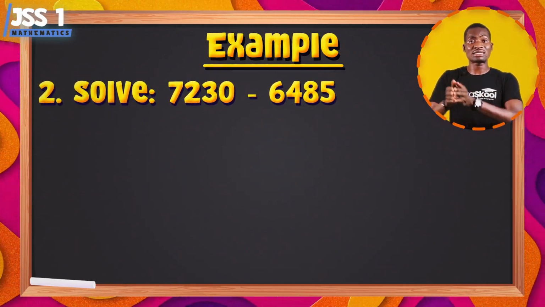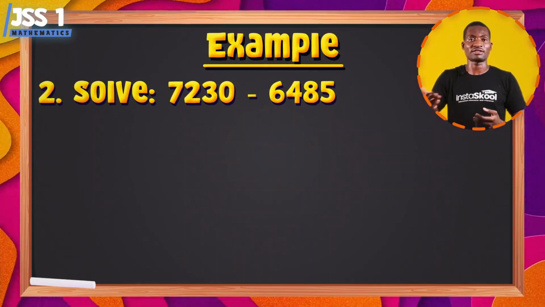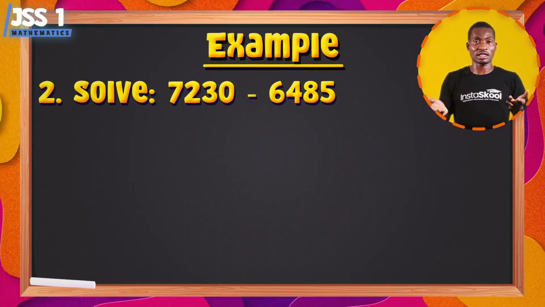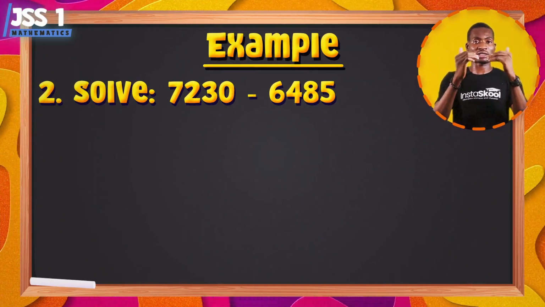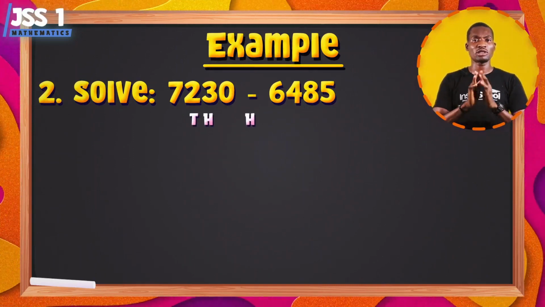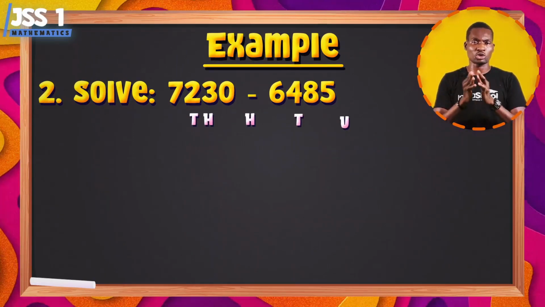The second example we're going to take is to solve 7,230 minus 6,485. The same step. Write the numbers underneath their place value. Let me give you some seconds to try to do that on your own.